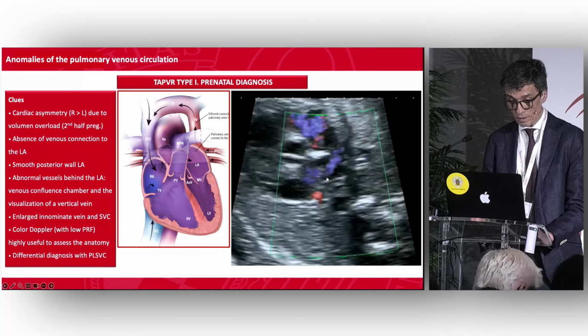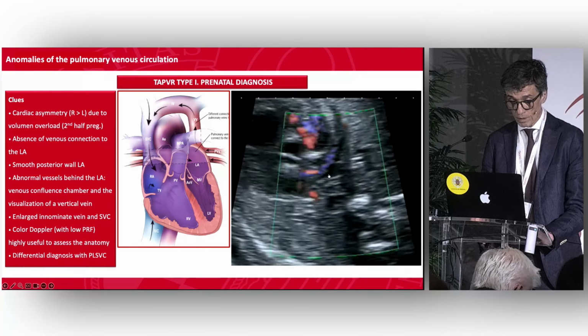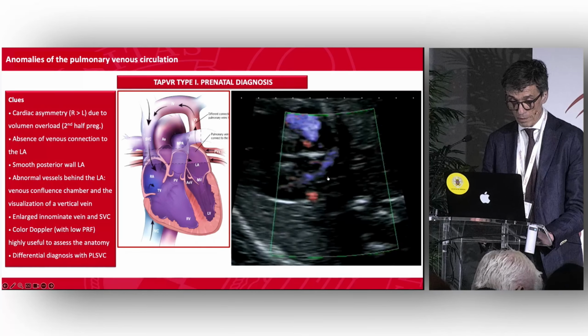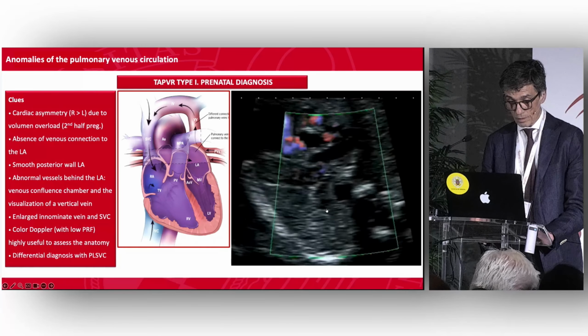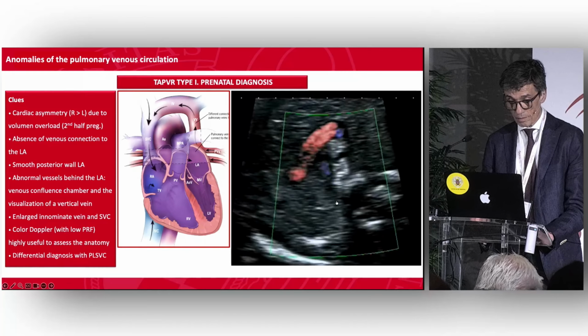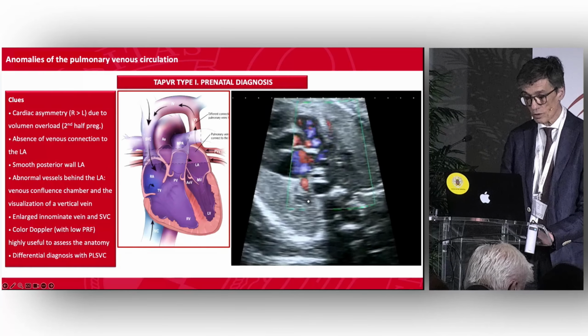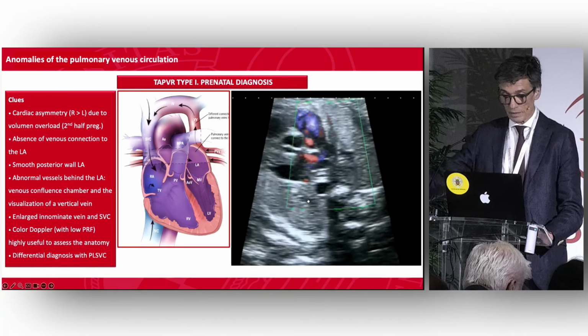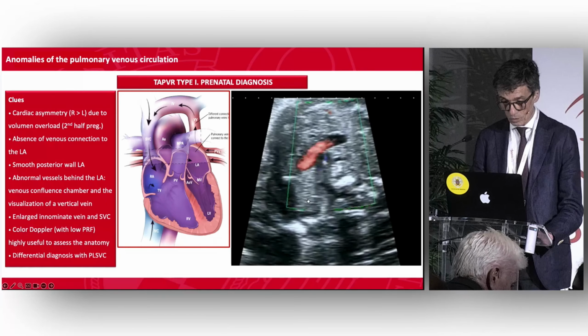So you have here the collector that receives the blood flow of the 4 pulmonary veins. Here is the vertical vein, then it connects with the innominate vein. We have here the innominate vein, very enlarged, directing the blood flow to the superior vena cava.